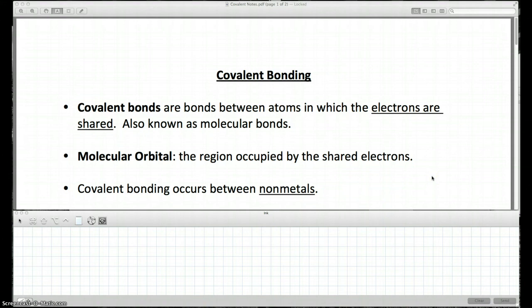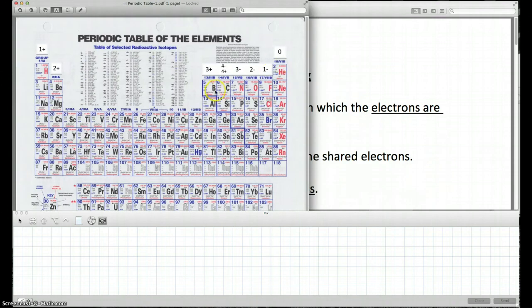The region occupied by the shared electrons is called the molecular orbital. Covalent bonding occurs between non-metals. If you remember, a lot of our ionic compounds were a metal and a non-metal, something from the left side of the periodic table and something from the right side of the periodic table. Here, we're dealing with all non-metals. So remember, our little stairway here is our line between metals and non-metals. Stuff on the right and hydrogen are your non-metals.